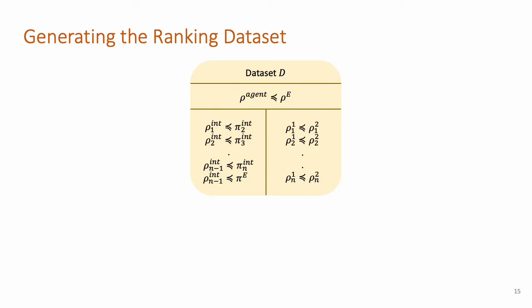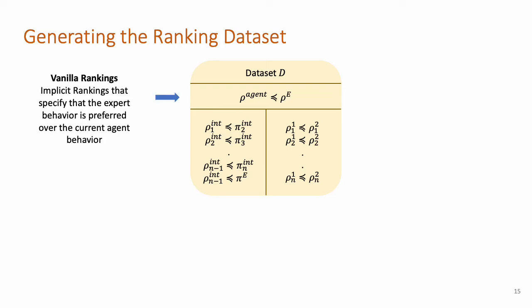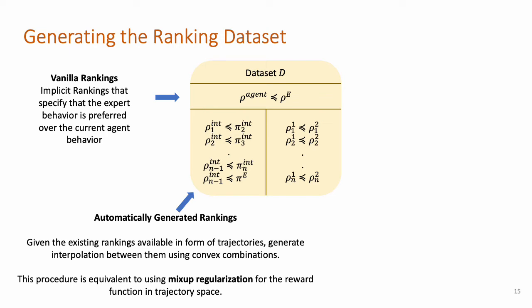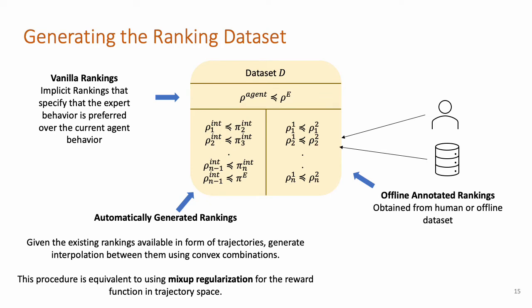We consider three sources of ranking in this work. The first source is generated as part of the online learning process of the agent, where we prefer the expert's behavior over the current agent's behavior. We call them vanilla rankings. The second source of rankings is generated automatically by using convex combinations of existing trajectories in the dataset. This is a form of data augmentation and is also equivalent to mixup regularization in trajectory space. Offline annotated rankings form the third source, and they are provided by humans or from existing offline datasets.